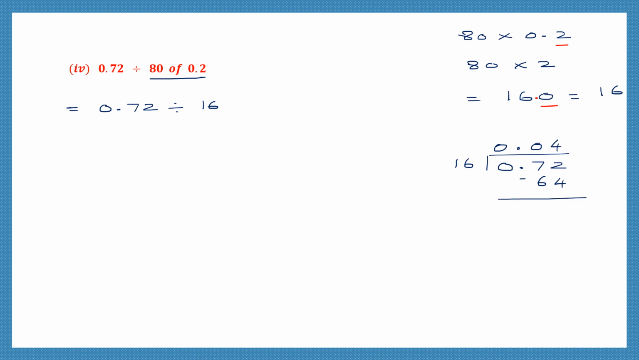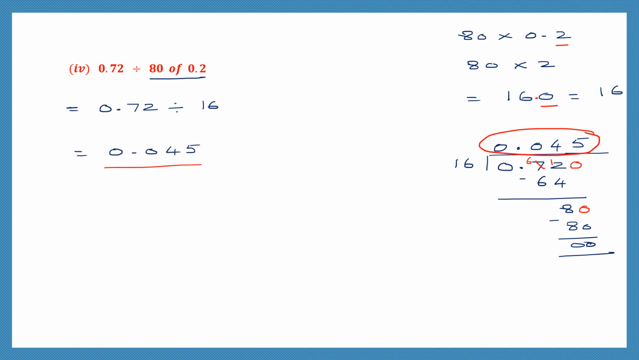Now here let's minus. Now 2 minus 4 you can't do, so we are borrowing from here. So 12 minus 4 is 8. Now let's continue our division. Since we already have a decimal point, we can put a 0 here and bring that 0 down. Now our number is 80, and 16 fives are 80, minus, now our remainder is 0. So we've got our answer. So that is 0.045. This is our final answer.